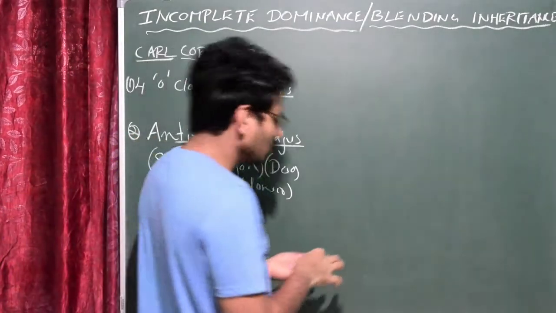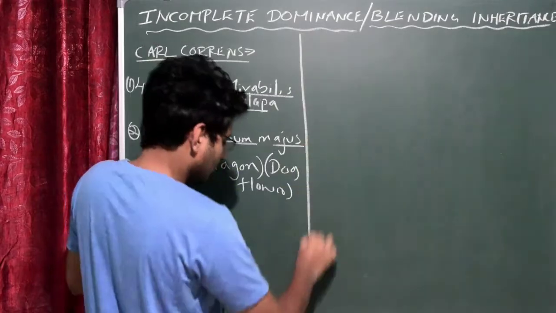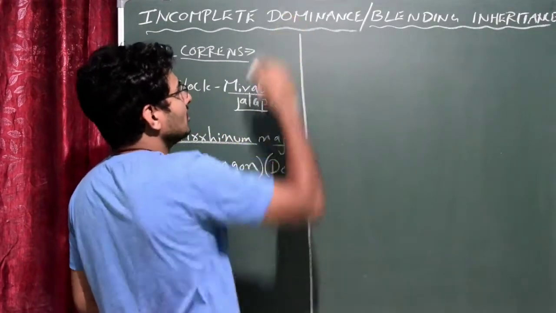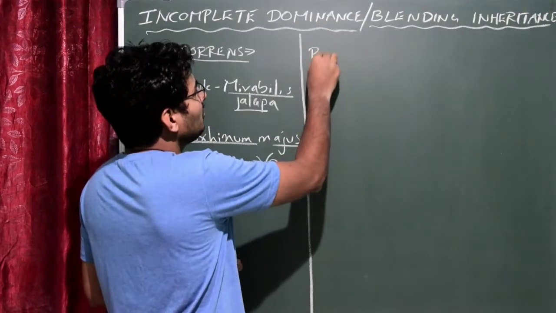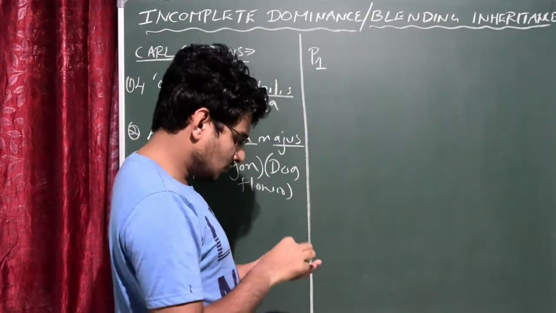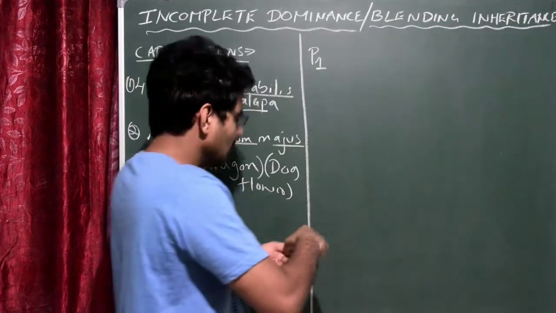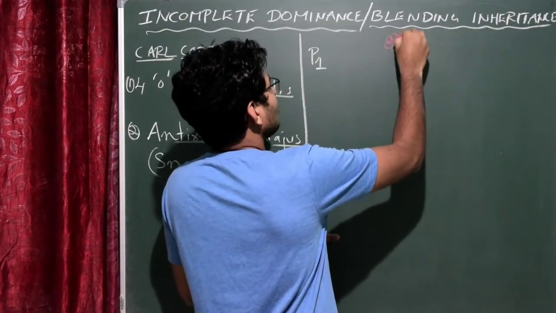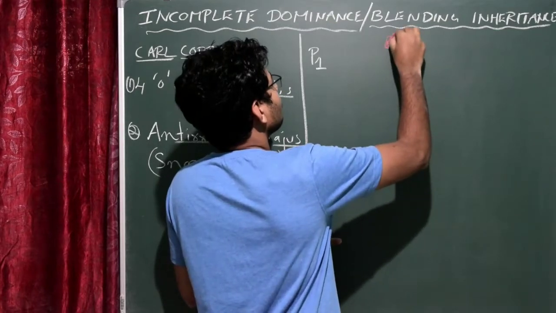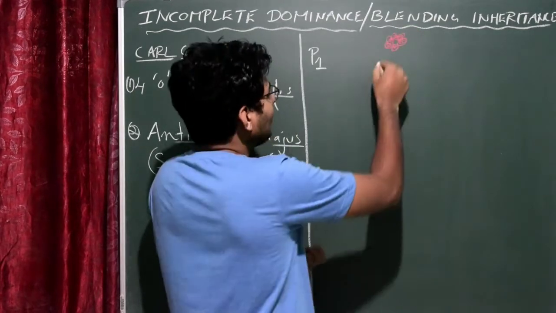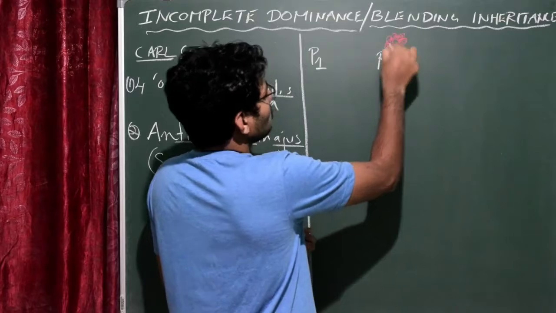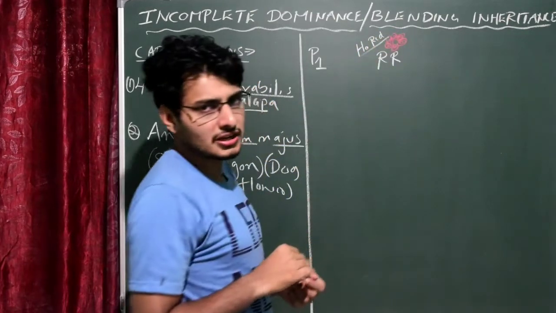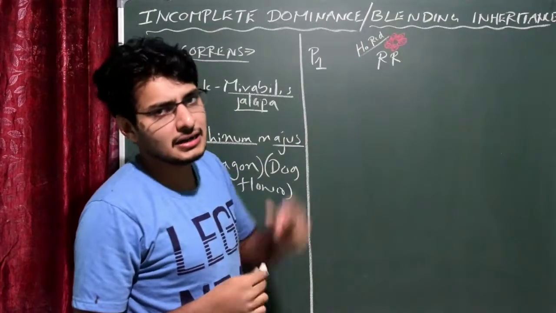Okay, so here what we're going to do is we construct a flow chart for the cross, that is incomplete dominance. First I'm going to write P1. Carl Correns actually selected a red colored flower. So I'm using red color here. A red colored flower plant which is homozygous. So I'm going to write this as RR. So you have to write here which is homozygous red, which produces red colored flower.